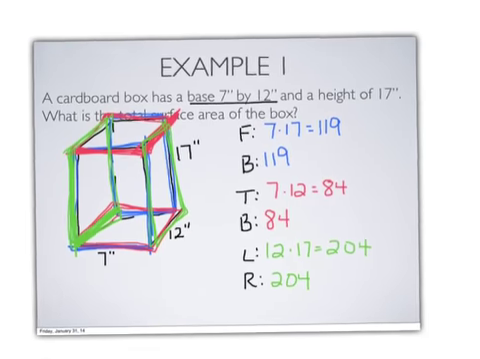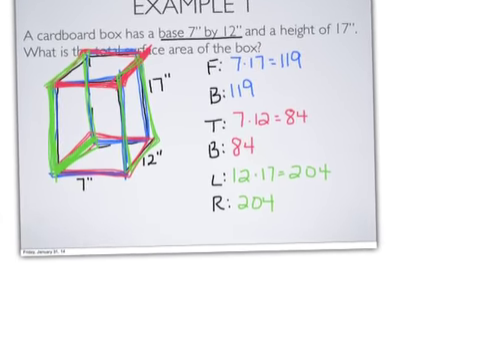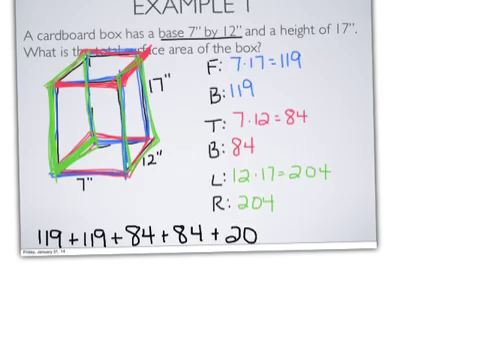So then for my total surface area, I'm going to take all of those numbers I just worked so hard to get and add them up. I'm going to do 119 plus 119 plus 84 plus 84 plus 204 plus 204, and that gives me a grand total of 814.